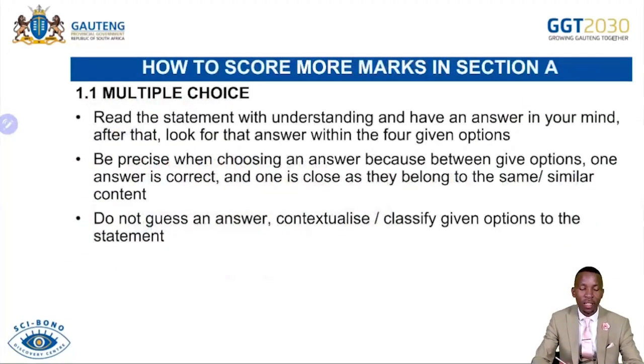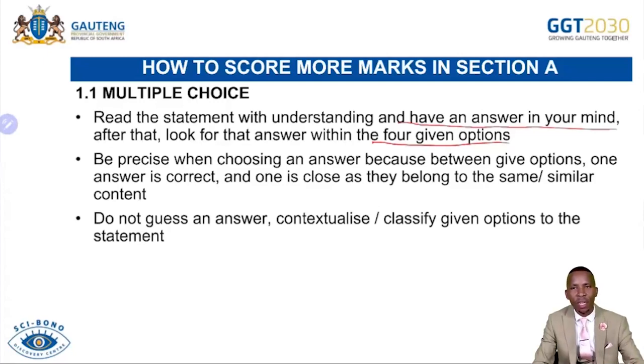Multiple choice, the strategy now. How can you score more marks? Read the statement with understanding and have an answer in your mind. After that, look for that answer within the 4 given options. So it is very important that when you read the question statement, you provoke the answer in your mind. Then you look for that particular answer in there. Do not just look for the answer while you don't even understand the statement. Let the understanding give you an option to say, this is the possible answer. As you look in the given options, you simply grab it there.